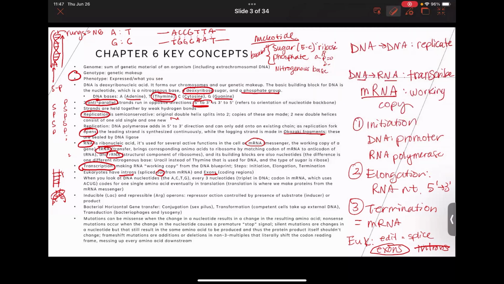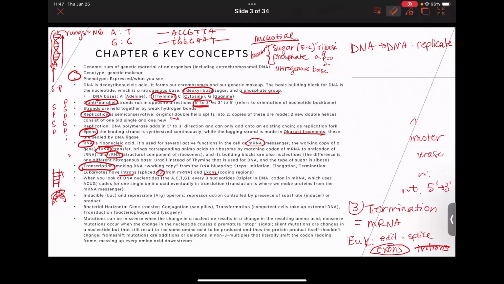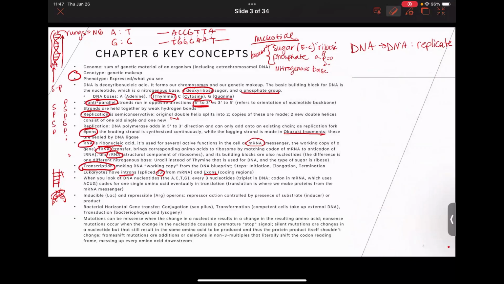All right, so next is going into translation. So I'm going to get rid of this stuff. We had it for a little bit. It was nice while we had it, but I want space. All righty.